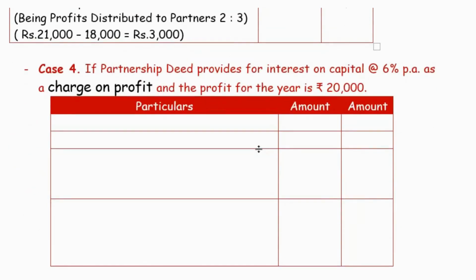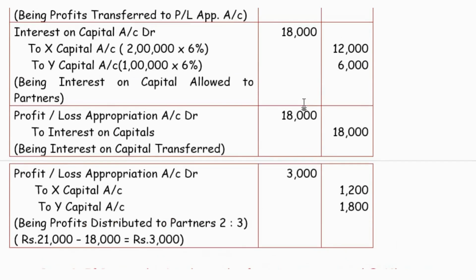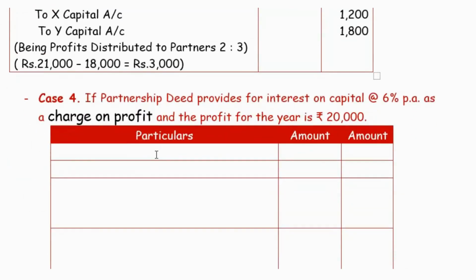Then the next situation is when the partnership deed provides interest on capital as a charge on profit. Here it is given as a charge on the profit. That means firstly you have to deduct the interest on capital. Then only anything available is to be distributed, since it is a compulsory commitment for the firm to be given to the partners. First it is to be deducted and then only you fix the amount available for distribution to the partners. Here for the interest on capital, to save your time, I am copying the same journal entry we noted down in the previous case.